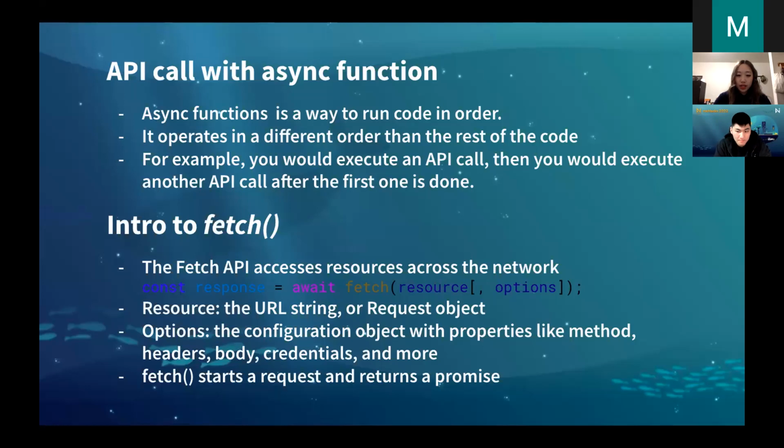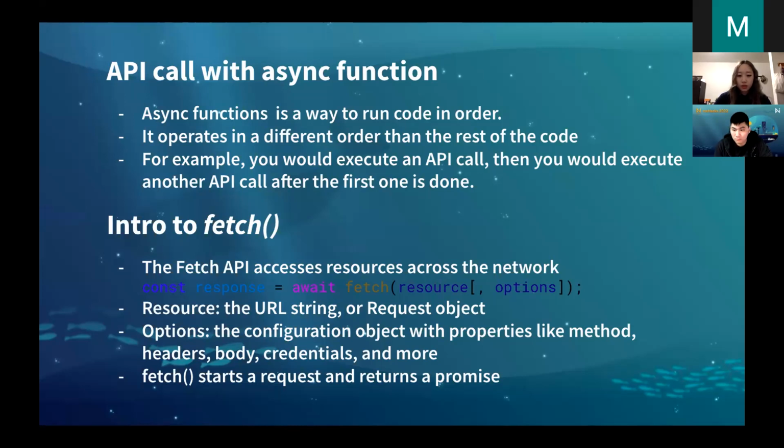Okay. API call with async functions. Async functions are a way to run code in order. It operates in a different order than the rest of the code. For example, you would execute an API call, then you would execute another API call after the first one is done. The return values are guaranteed to be converted to promises. We'll be using fetch. The fetch API accesses resources across the network, and you can make HTTP requests using GET, POST, and other methods.